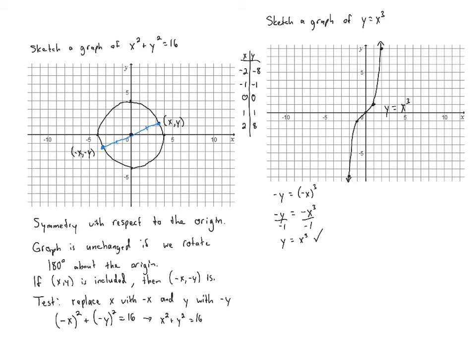Now there's one more graph I want to show you, and we're just going to take a very quick peek at it. This is going to be y equals sine of x. Sine is abbreviated SIN. If you have never seen this before, don't feel bad. This is something you're going to encounter in trigonometry.